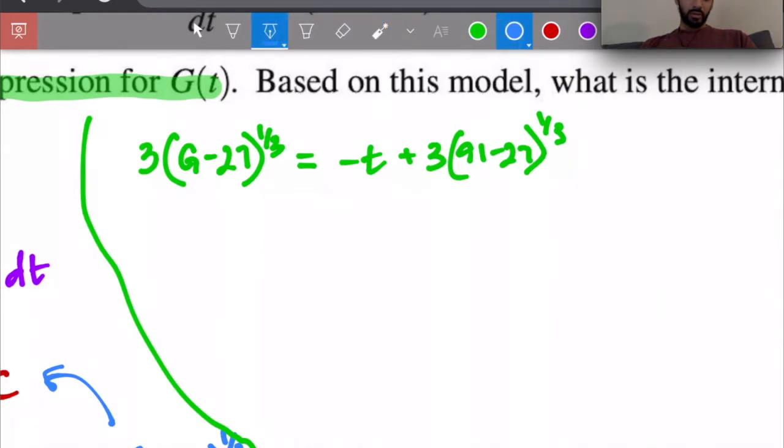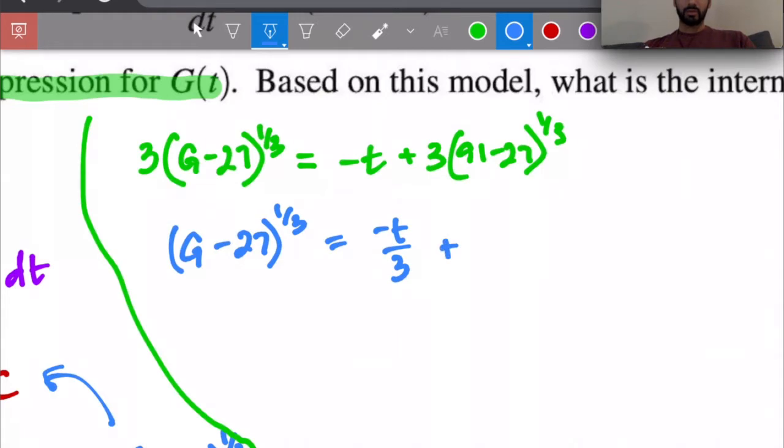So I'm going to isolate g, so g minus 27 to the 1/3 is equal to, and I'm dividing everything by 3, so negative t over 3 plus this 3 will cancel out. So I'll just have 91 minus 27 to the 1/3. Okay, if I have an exponent 1/3 here, then if I want to get rid of that 1/3, I will take the power of 3 on both sides.